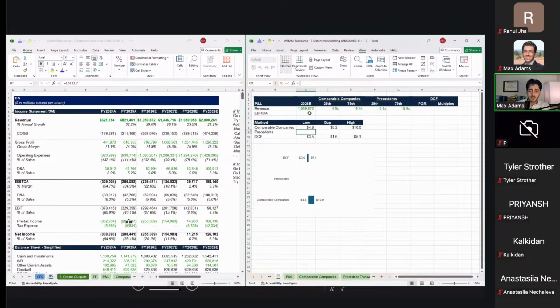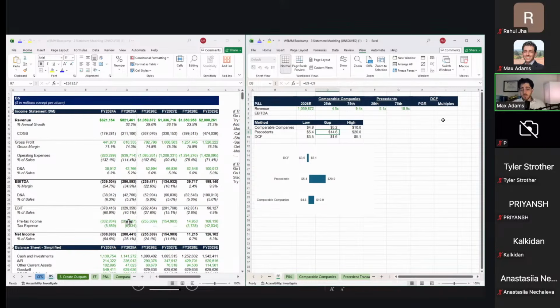Same thing with precedents. On the low end, it's going to be 5 times, and then on the high end it's going to be this times the 18.9. So you can see that this is going to be a massive range on this one, in a way that's not the case with the comps and the DCF. And so this is where we got that chart from the PowerPoint here.